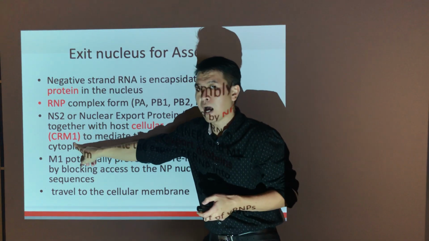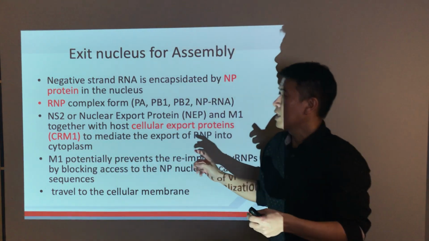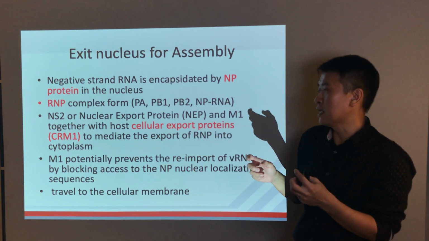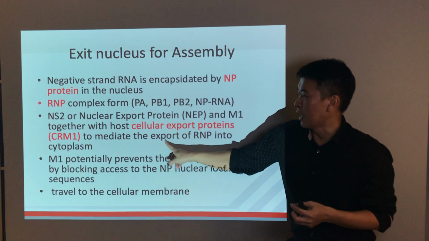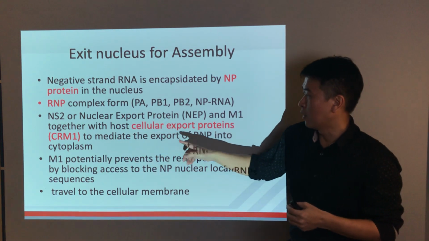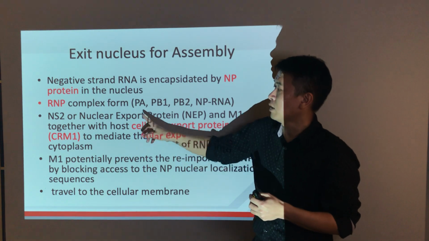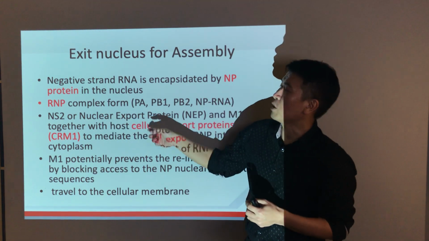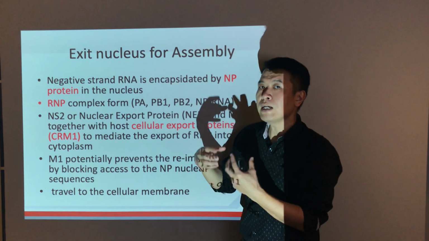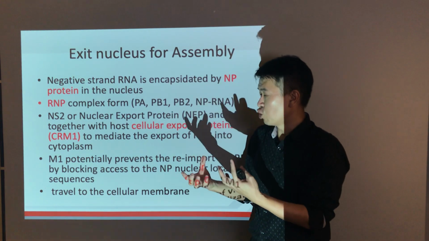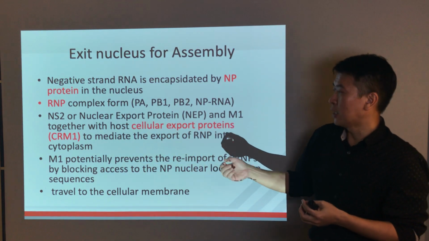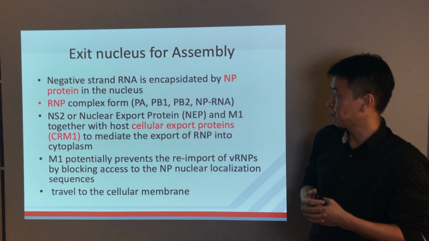Now NEP is a very important protein that interacts with the host cell export protein, CRM1. It interacts with host CRM1 and signals CRM1 to mediate the export of RNP into the cytoplasm. Alright, so this is a very important protein that needs to be transported into the nucleus to allow the newly produced RNP, or genome, to be exported out from the nucleus into the cytoplasm.